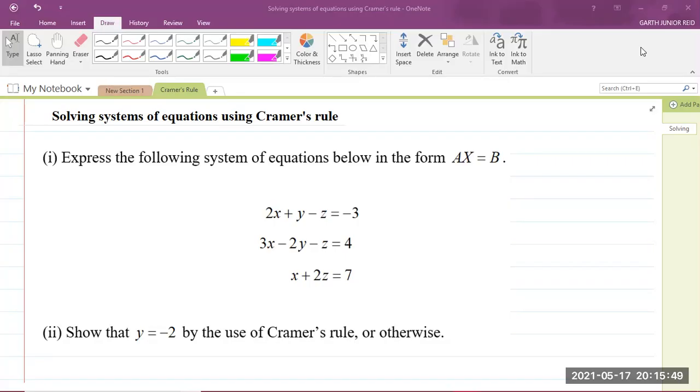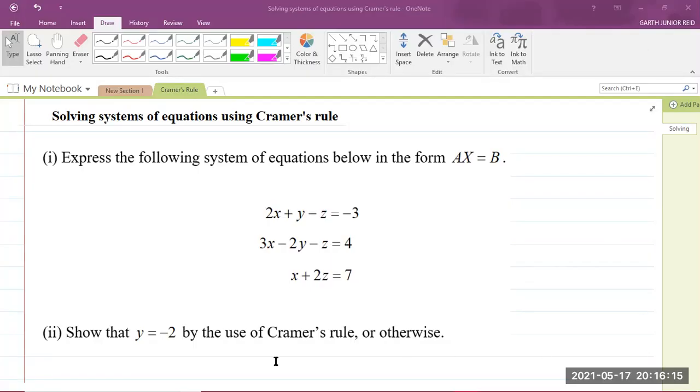We're going to be looking at a CAPE integrated mathematics question in Module 1, that's Foundations of Mathematics. And we're looking at how to solve systems of equations using Cramer's rule. Part 1 says we are to express the following systems of equations below in the form AX is equal to B. They gave us the equations there. And part 2 says, show that y is equal to -2 by the use of Cramer's rule or otherwise.